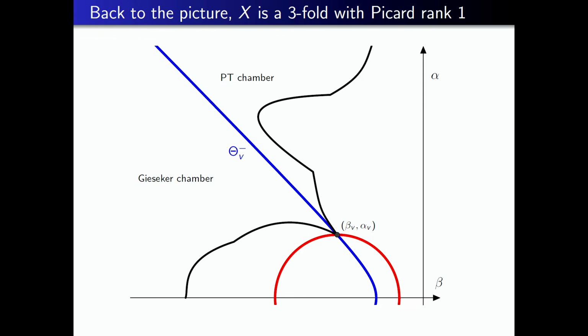The heart is changing, but the PT stable objects, right? And the heart above the blue wall and below the blue wall are very different. So the heart that contains the PT objects is different from the standard heart that contains the Gieseker semi-stable sheaves. Okay.